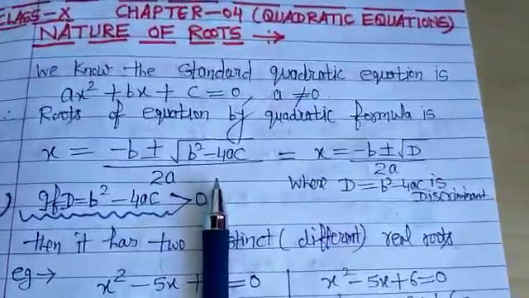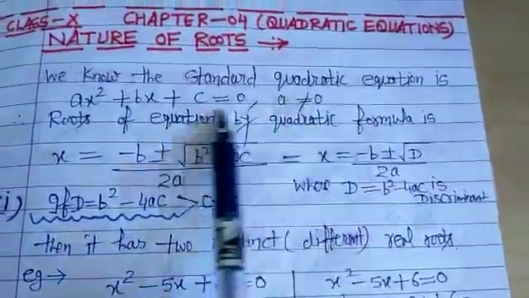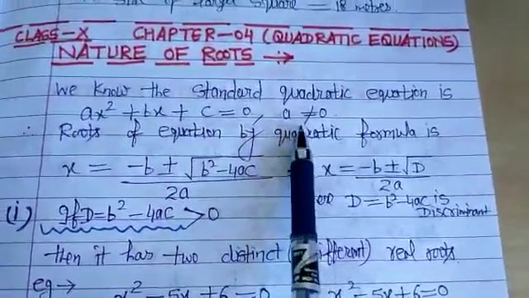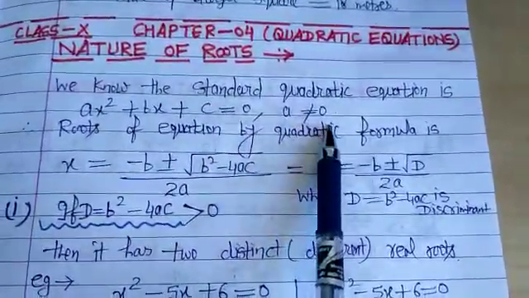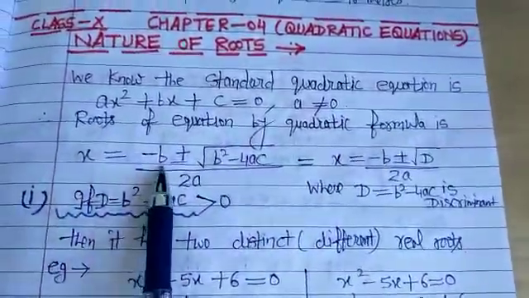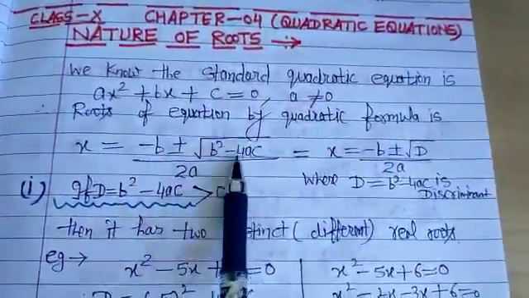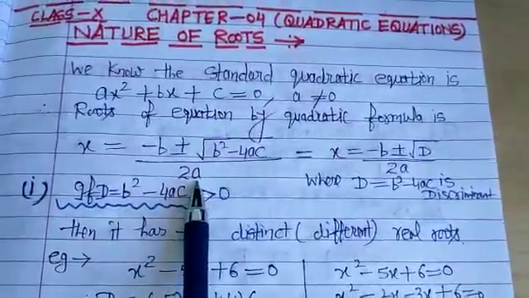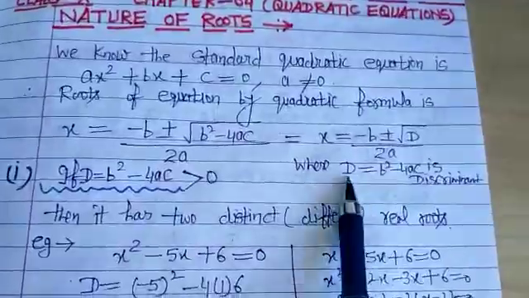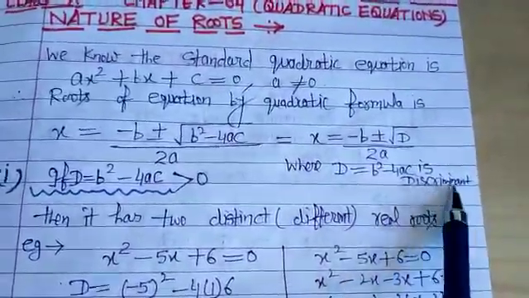So let's start. We know that the standard form of the quadratic equation is ax square plus bx plus c is equal to 0, where the leading coefficient, that is a, should not be equal to 0. And we also know that the quadratic formula is x equal to minus b plus minus square root of b square minus 4ac upon 2a, where b square minus 4ac is called the discriminant, capital D.